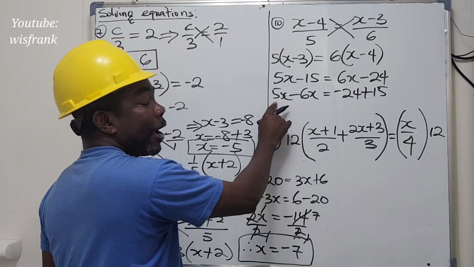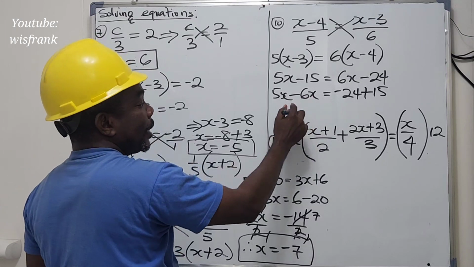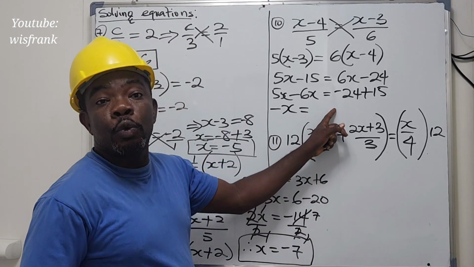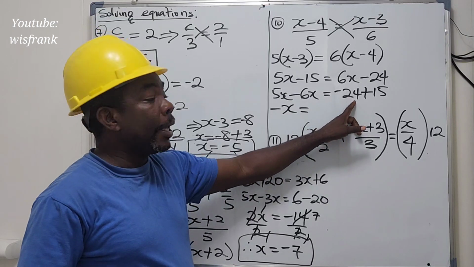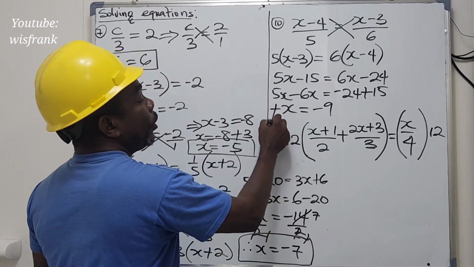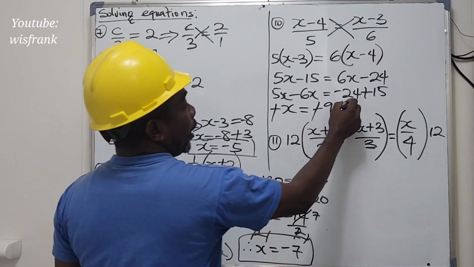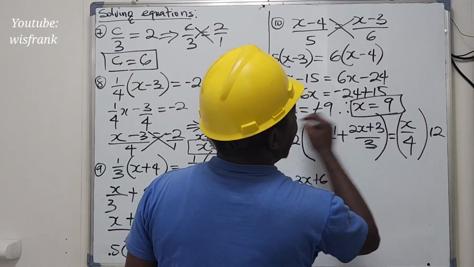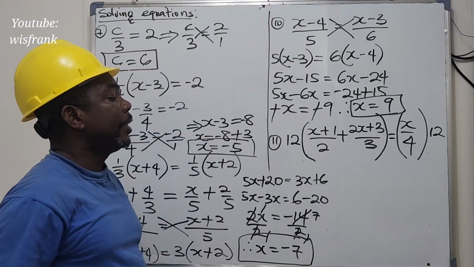So here, 5x minus 6x will become minus x equals minus 24 plus 15. This is going to give us minus 9. So here, the minus signs can cancel themselves. Therefore, x equals 9. So this is the value of x that satisfies this equation.